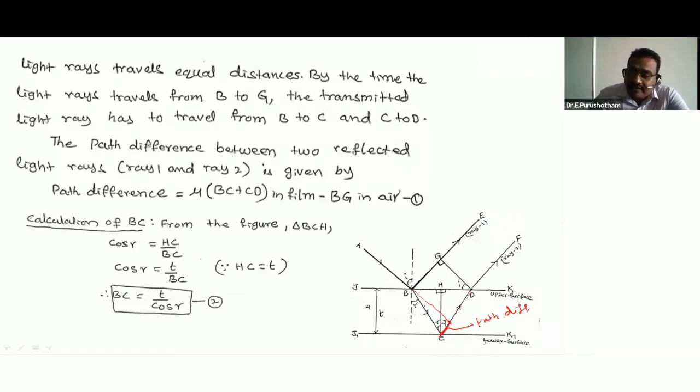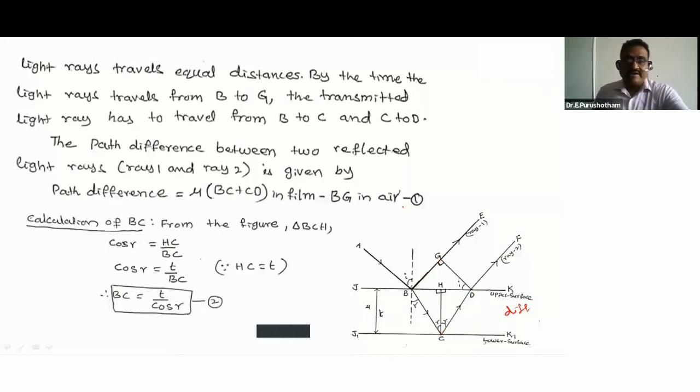From this total BCD, we should remove this value. So minus BG. I am taking from here to here, I am removing this BG. If we get this value, we should remove from this arrow to this arrow. That is equal to BG. So what I am saying is minus BG in air.